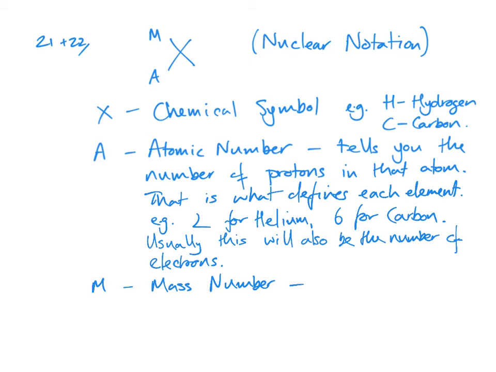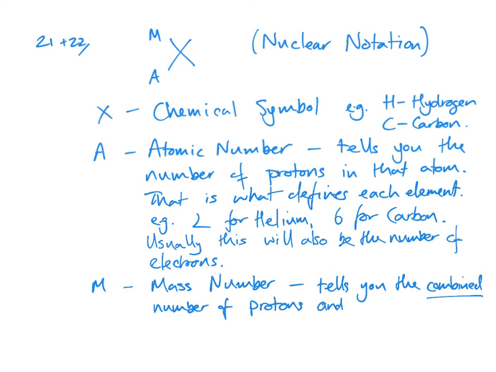M is the mass number, and it tells you the combined number of protons and neutrons, and that's important because people tend to forget that. Basically, it's the number of heavy particles in the element. For examples, I'll do those separately in a wee second.